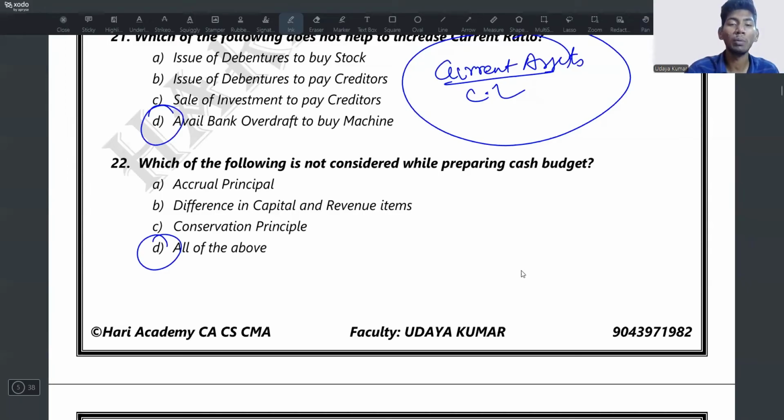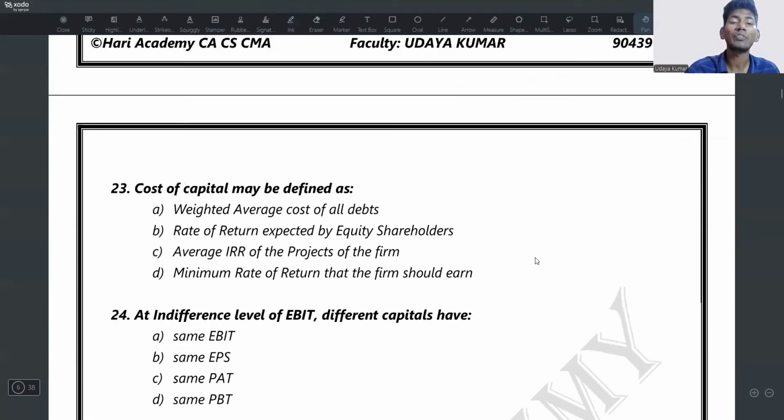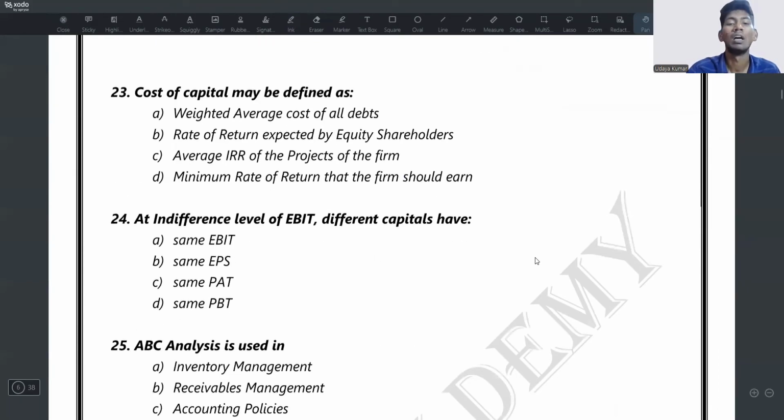Okay. So, moving to the question number 23, cost of capital may be defined as minimum rate of return that the firm should earn, average IRR of the projects of the firm, weighted average cost of all debts, or rate of return expected by equity shareholders. Which is the right option? Minimum rate of return that the firm should earn, right?